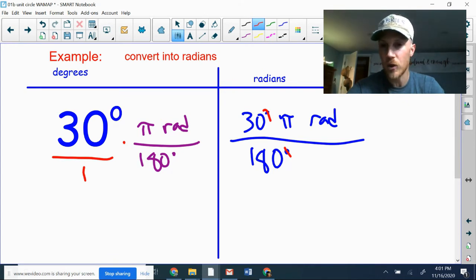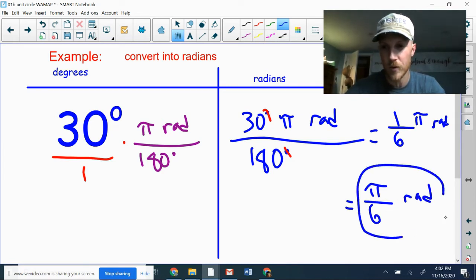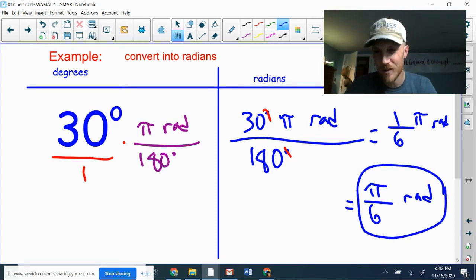The 30 over 180, I'm going to reduce that fraction. I know that 30 will go into both 30 into itself and also multiply into 180. So it'll be 1 over 6. You could write it as 1/6 pi radians if you wanted to, or more commonly, we'll just put pi over 6 radians. This is what you'll see written more often. We don't need that 1 in the numerator. Just bring the pi over and it'll hold the place. So pi over 6 radians.